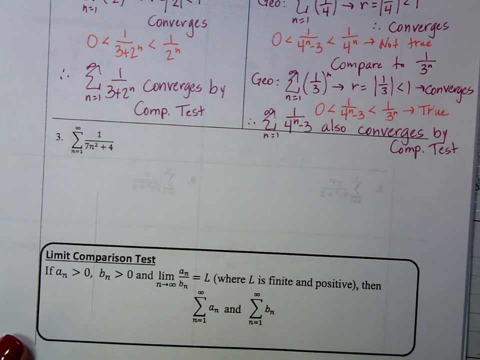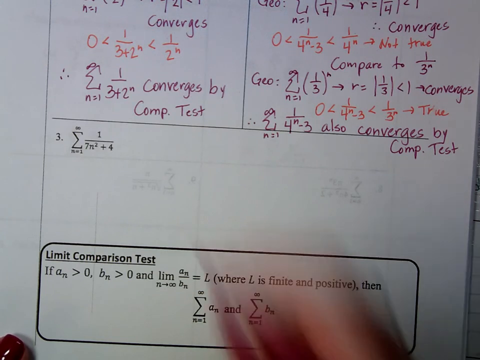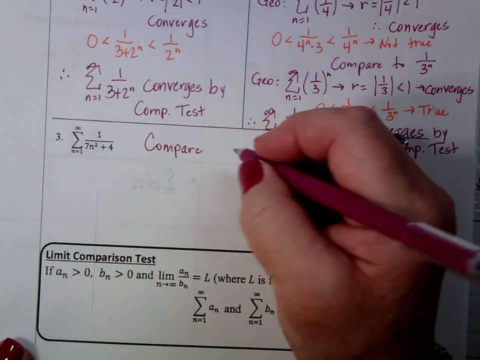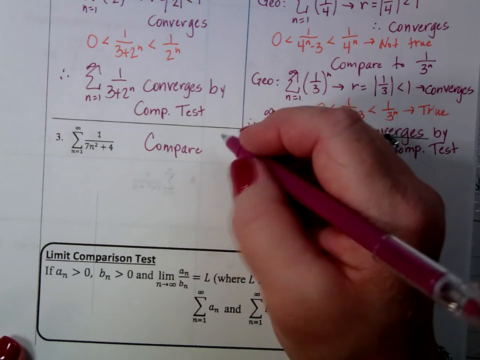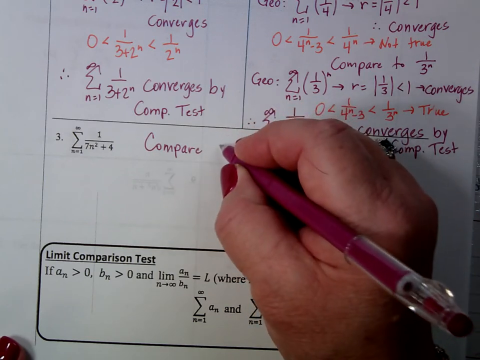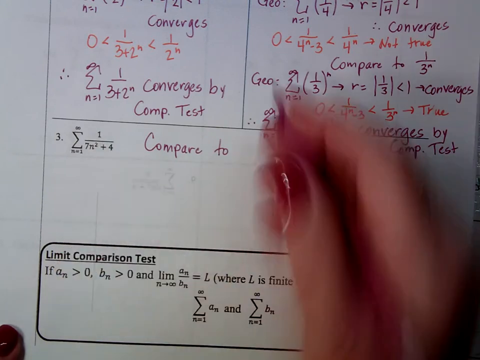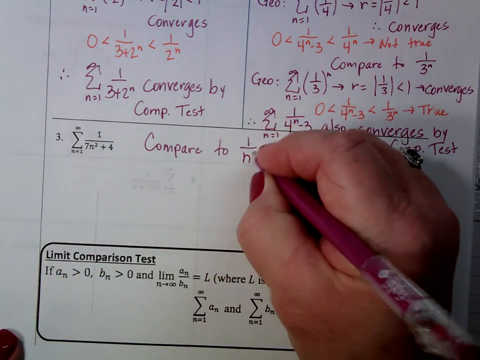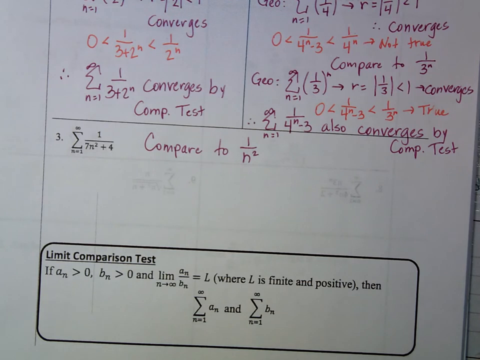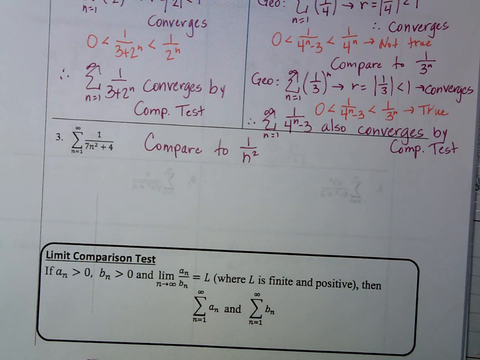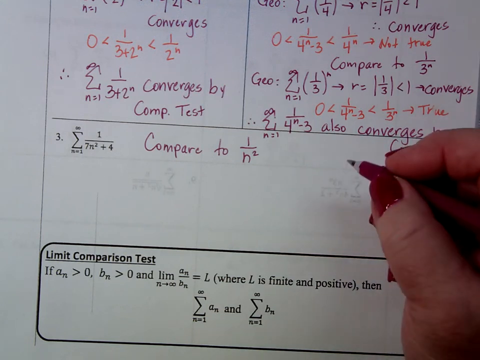All right, so now I have 1 over 7n squared plus 4, and I'm going to think about what I'm going to compare it to. There's a video I think I showed you where you kind of squint at this thing. You squint and you look at what's the basic function that you've got going on here. And really it's 1 over n squared. 1 over n squared is going to behave the same or similarly to 1 over 7n squared plus 4. All right, so I'm going to compare it to 1 over n squared.